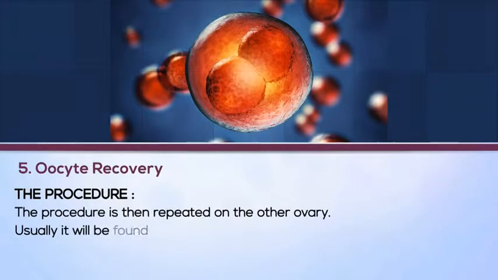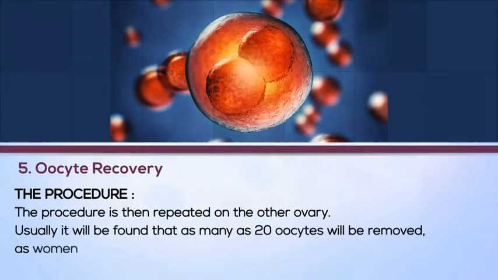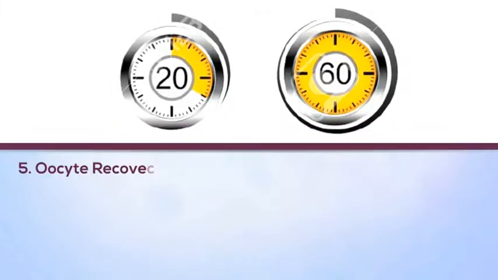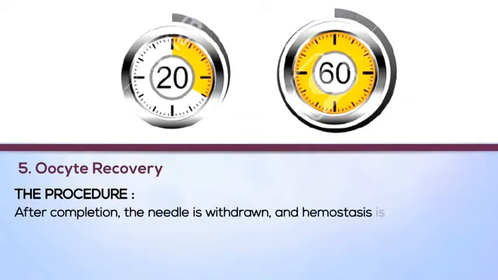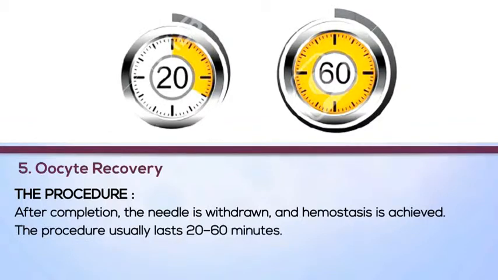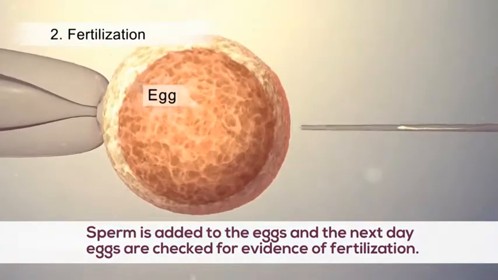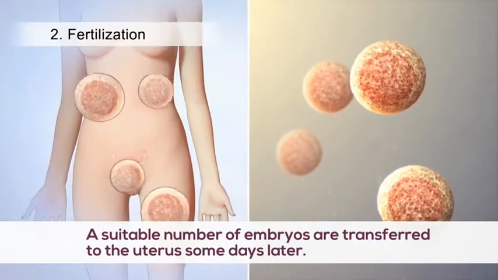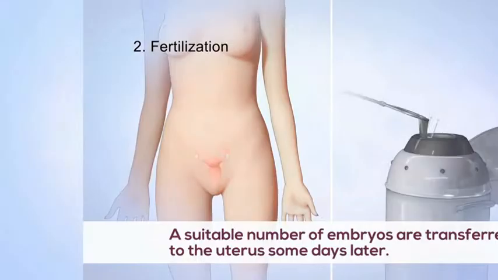Usually, it will be found that as many as 20 oocytes will be removed, as women are generally hyperstimulated in advance of this procedure. After completion, the needle is withdrawn and hemostasis is achieved. The procedure usually lasts 20 to 60 minutes. Sperm is added to the eggs and the next day, eggs are checked for evidence of fertilization. A suitable number of embryos are transferred to the uterus some days later.